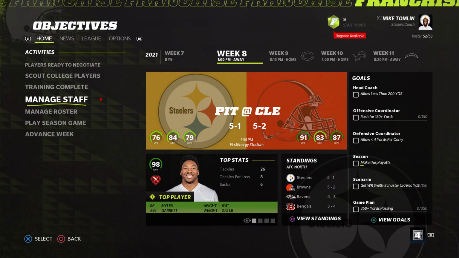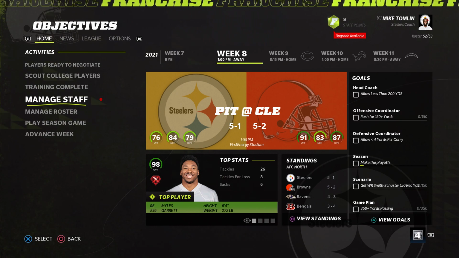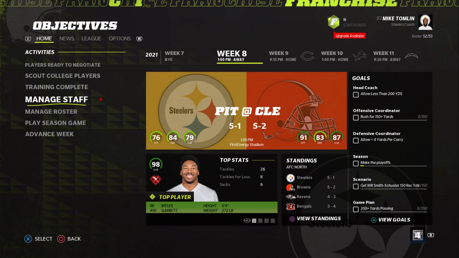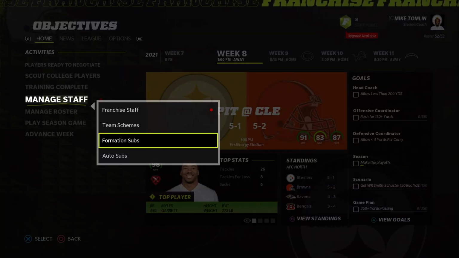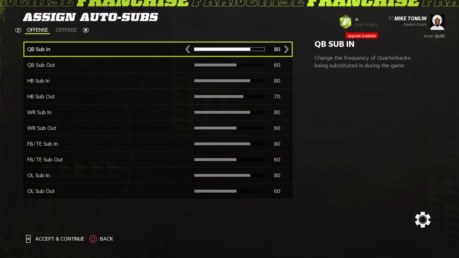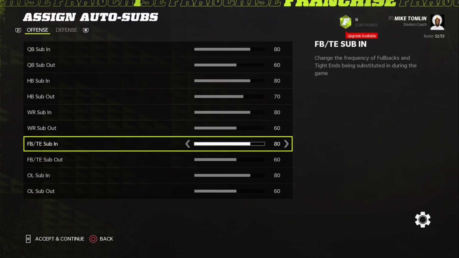So the first thing that I want to address in today's video is how to access your auto subs. To access your auto subs, you're going to go to manage staff this year, and this is where you can access your auto subs or formation subs. When you click into auto subs, you're going to have the same exact information here as prior years.